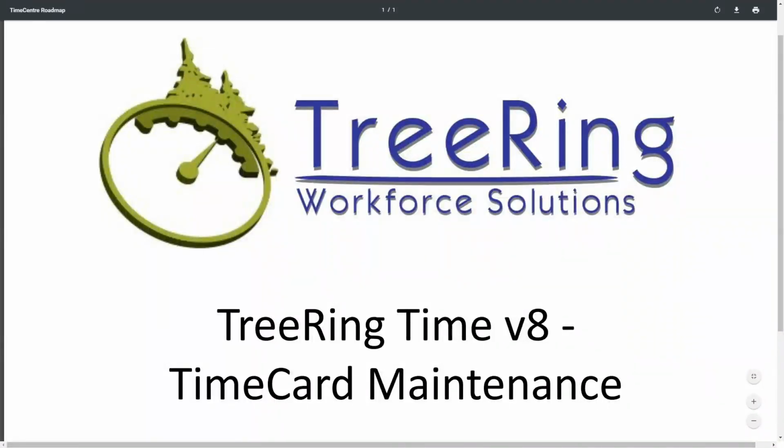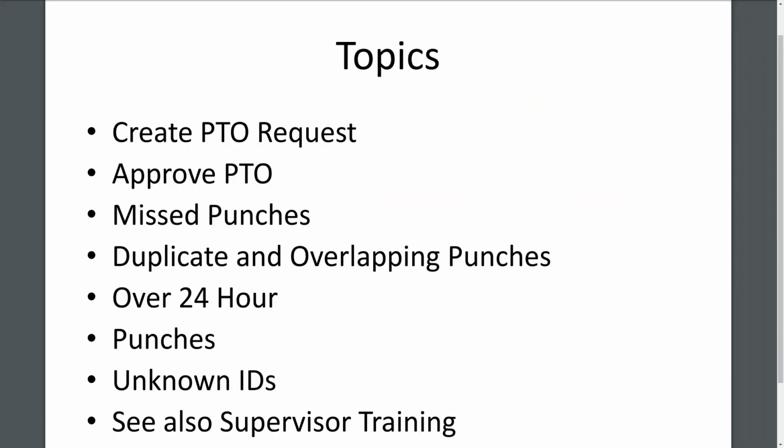In this TreeRing Time demonstration, we are going to go over some common tasks for TimeCard maintenance. Common TimeCard maintenance includes creating ad hoc PTO requests on behalf of your employees, approving PTO requests for your employees, missed punches, duplicate and overlapping punches, over 24-hour punches, punches in general, and unknown IDs. You should also see our video on supervisor training.